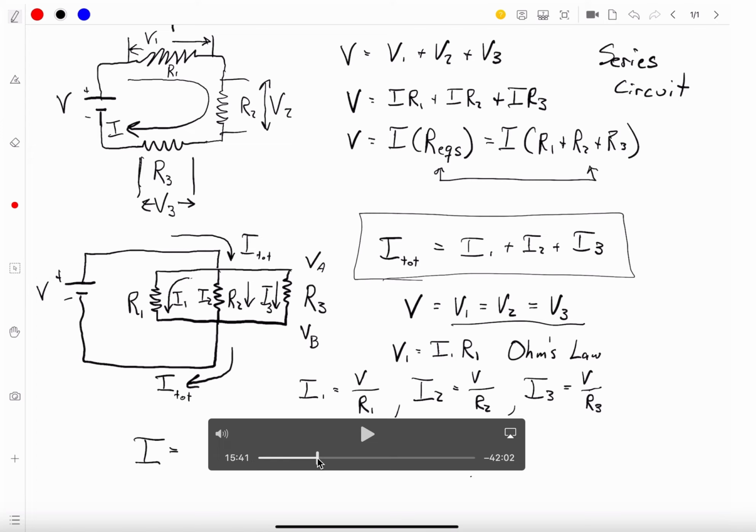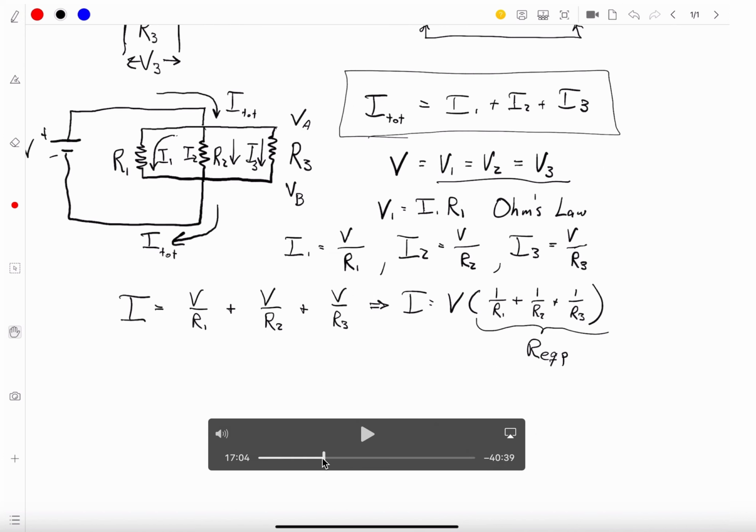So we're going to use that I1 plus I2 plus I3 equation. And we've got I equals V over R1 plus V over R2 plus V over R3. That goes to I, and then we just factor out the V. And we have our 1 over R1, 1 over R2, and 1 over R3, and that is our equivalent resistance in parallel.